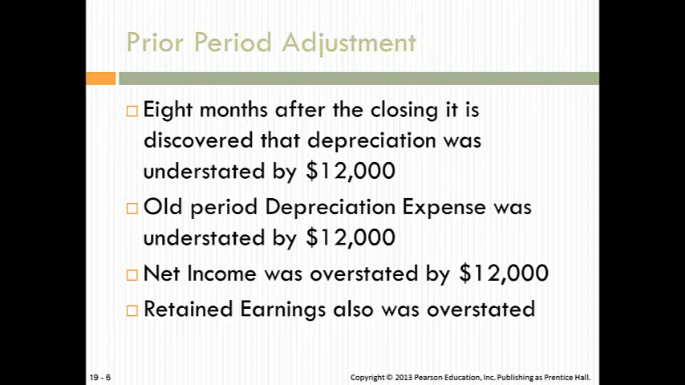Let's look at an example. 8 months after the closing of its books, Ralston Company discovered that depreciation was understated by $12,000, which meant that in the previous period, depreciation expense was understated by $12,000 and net income was overstated by $12,000. If net income was overstated, retained earnings was also overstated, because net income is closed to retained earnings.